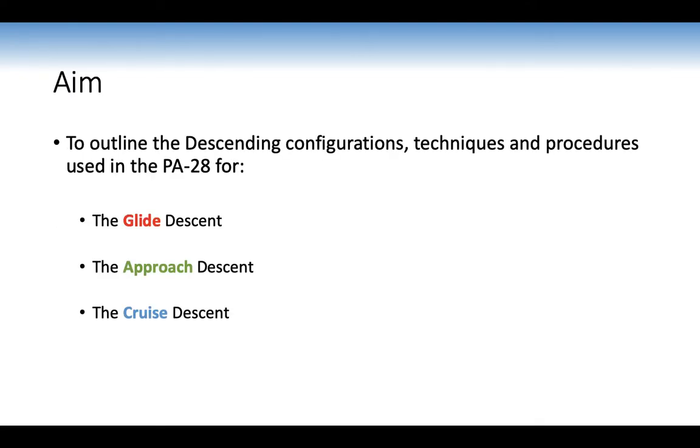The aim is to outline the descending configurations, techniques, and procedures used in the PA 28 for the glide descent, the approach descent, and the cruise descent. These are the three main descents we'll be looking at for the Piper Cherokee. We'll have a look at the techniques and procedures. We'll also look at why we would do these descents as well.